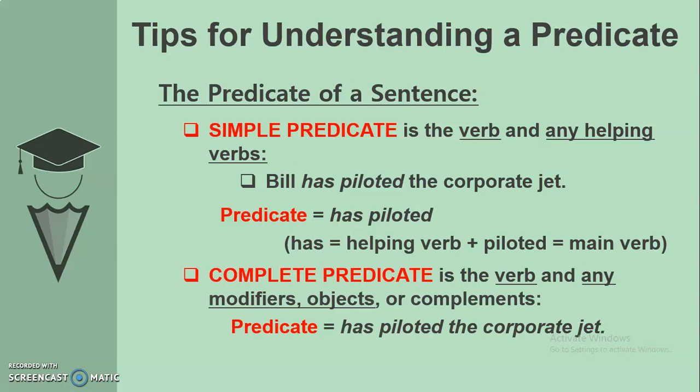When it comes to complete predicate, it is a verb and any modifiers, objects or complements. So the predicate in the above sentence is has piloted the corporate jet. So the corporate jet is the object in the sentence. So that is how a complete predicate can be done.